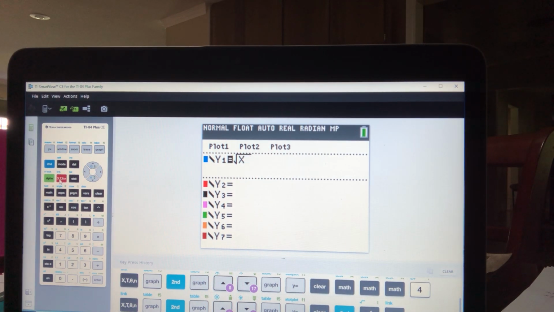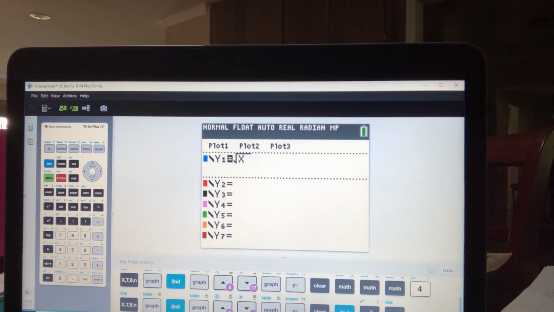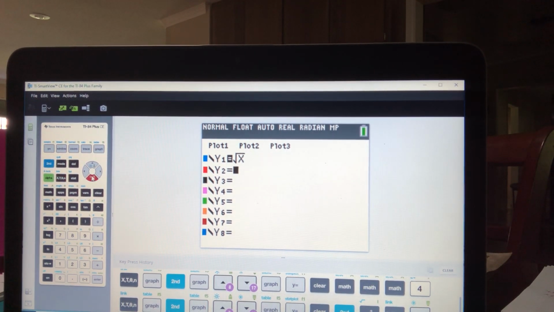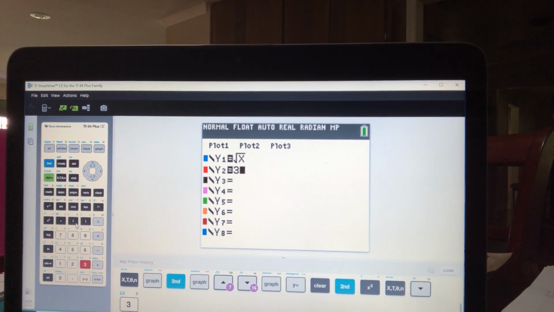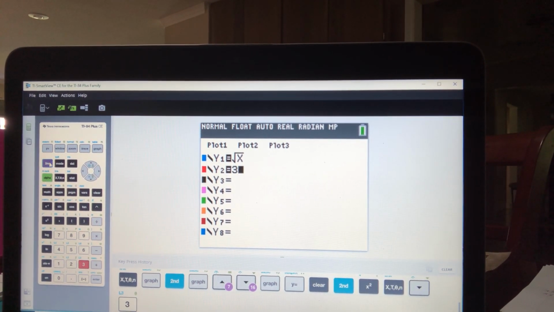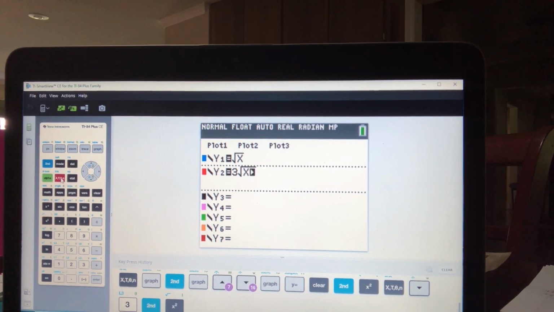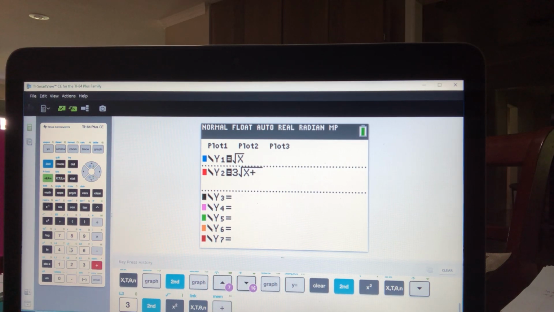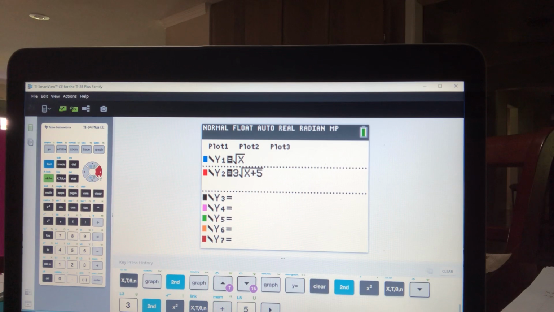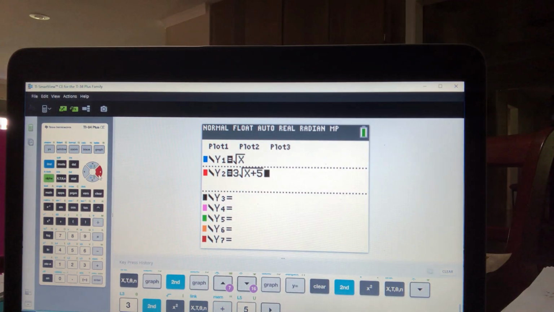Second, square root, and put x on the inside. And we want to look at the other one at the same time. So that would be your first equation. Use the down arrow to get to line 2. And then the next one is 3, and then square root. Then there's x plus 5 inside of the square root. And I'm pressing the right arrow to get out of the square root. Okay, so that's how it should look: 3 times the square root of x plus 5. Okay, so go ahead and press graph.